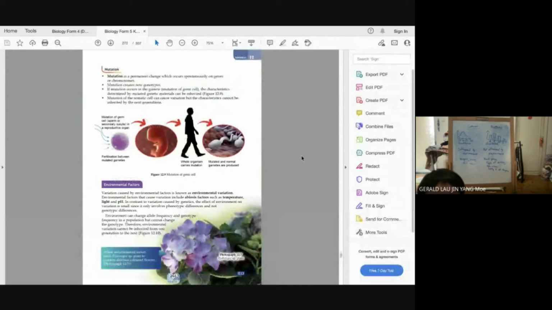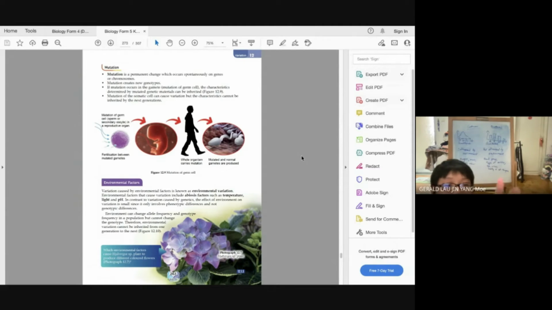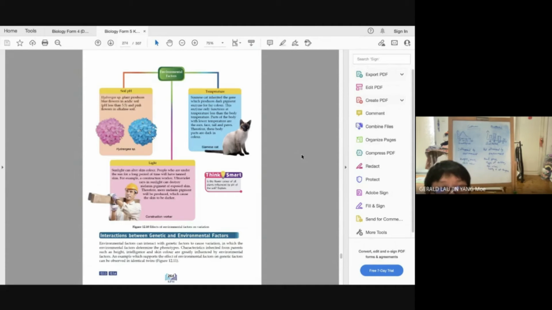Okay. The fourth one is mutation. We will look into it later. Mutation creates new genotypes. So there are two types of mutation: chromosomal mutation and gene mutation. Later we'll look at it lah. Okay, environmental factor: light, pH, temperature, all this lah. This one you can read on your own lah. Okay, environmental factor.